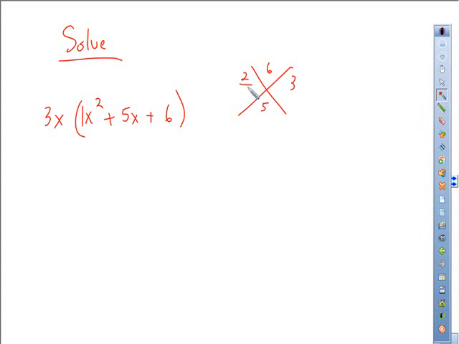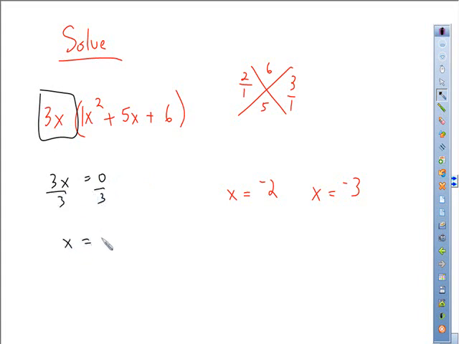We're dividing by the a value, which is 1. So we know x is going to equal the opposite of this, negative 2, and x is going to equal the opposite of this, negative 3. Then you have to remember, since out here there was an x with this number, you have to take 3x and set it equal to 0. So you divide by 3, and then you'll know that x is equal to 0.